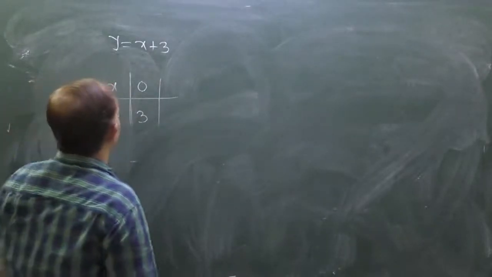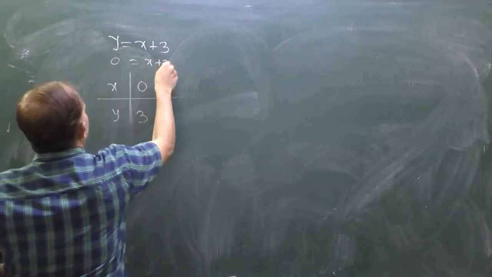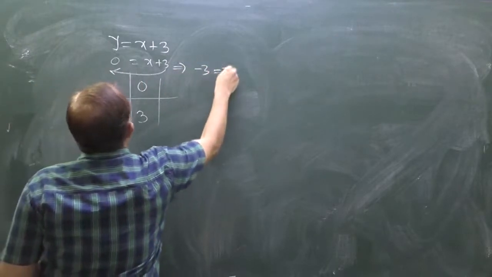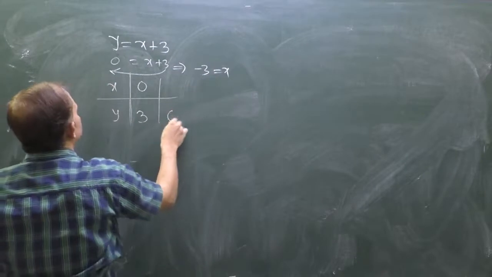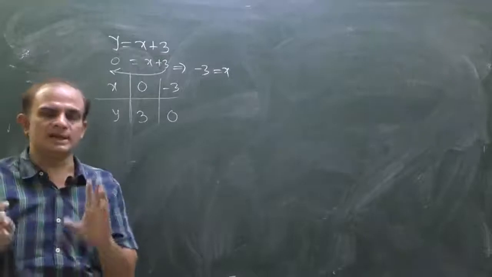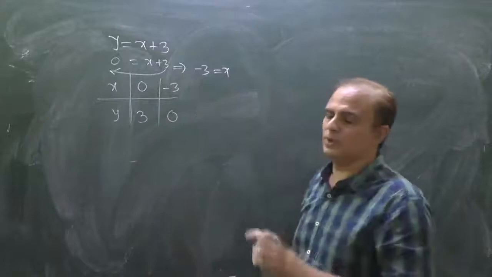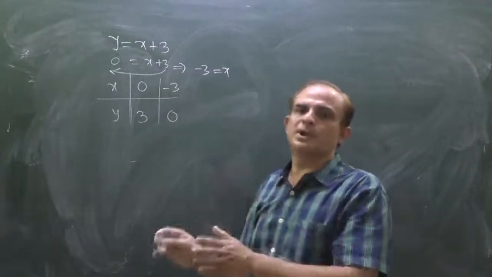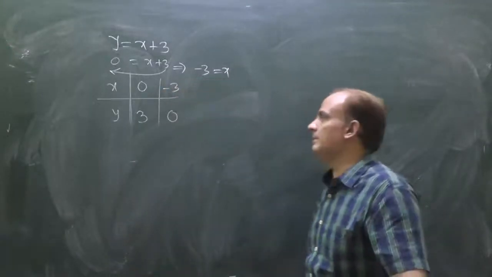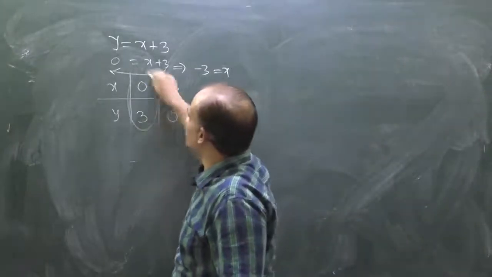And now do not think much. Let's consider y equal to 0. So if you consider y equal to 0, 0 is equal to x plus 3, and this 3 will be going to left, then this will become minus 3. So therefore when y is 0, x is what? Minus 3. Okay, so 2 points are enough. Only 2 points are enough. No need to take more points. And if you wish to take more points, or your teacher suggests you to take more points, then no problem, you may take few more points, but now you can draw the line.